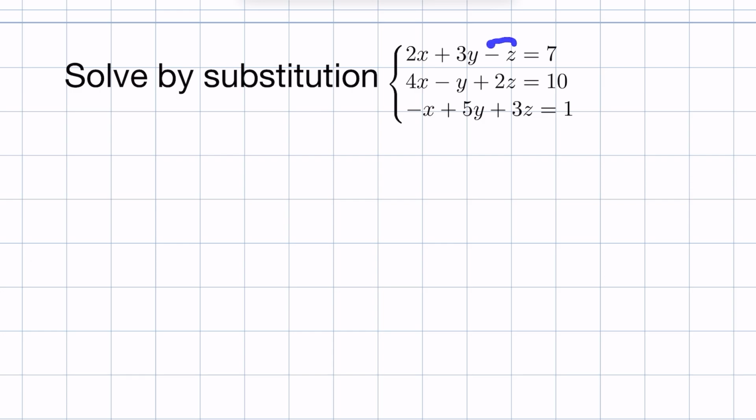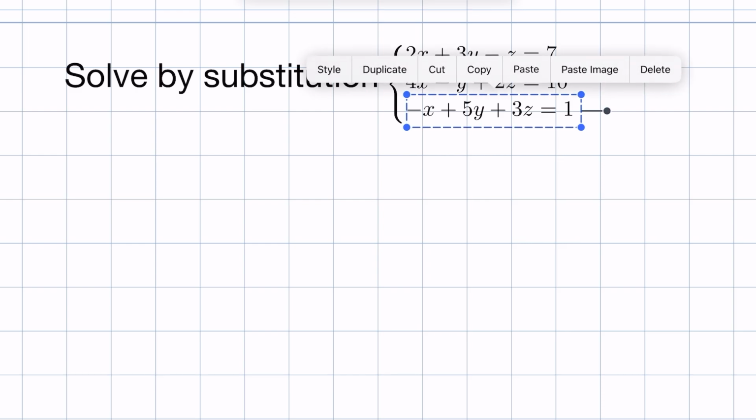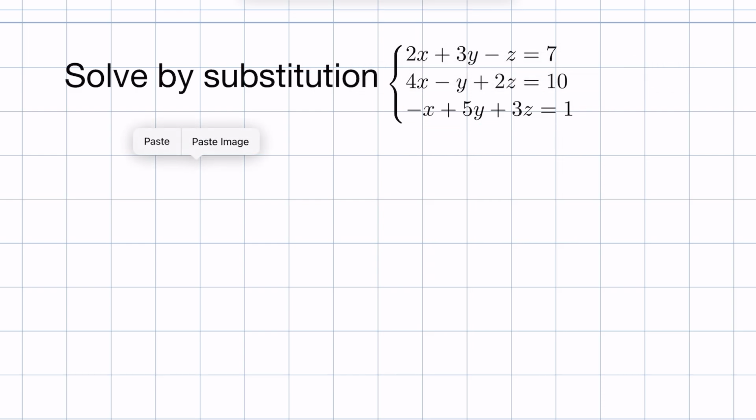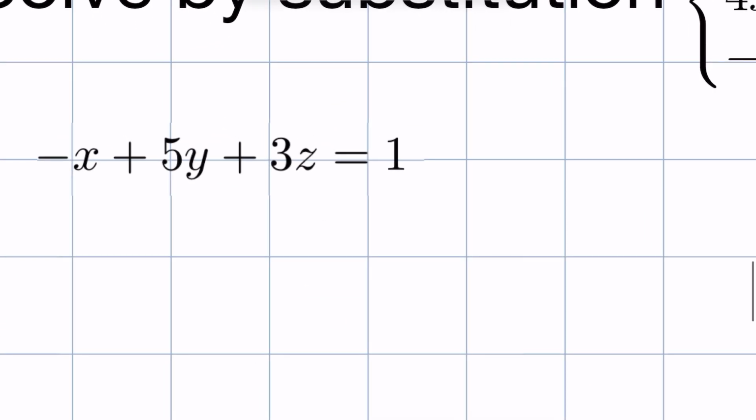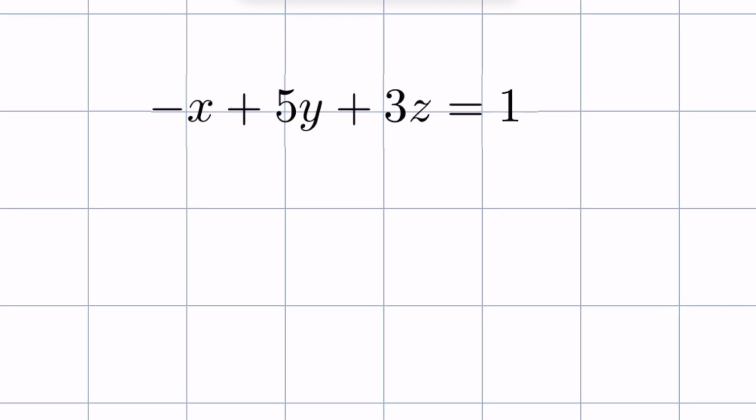So here we could solve for z in the top equation, we could solve for y in the middle equation, or we could solve for x in the bottom equation. I've chosen to solve for x in the bottom equation, but any of those three will work. So the first thing we do is we move our equation somewhere we can work on it efficiently. So I'm just going to copy it over here.